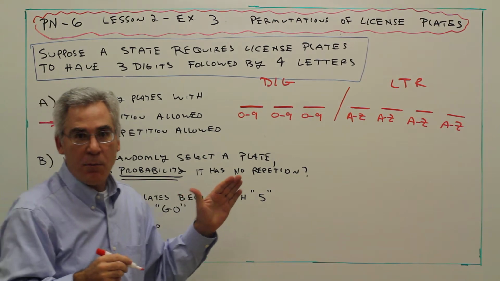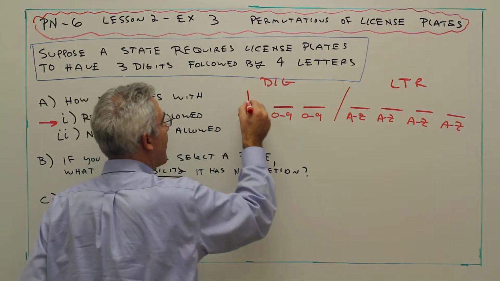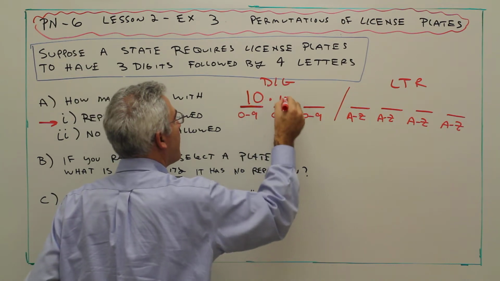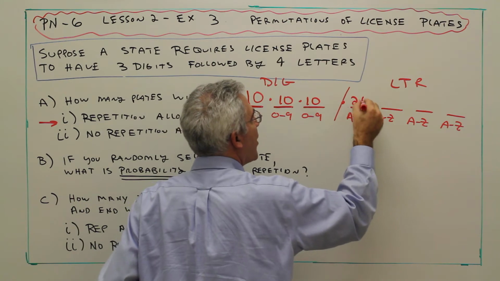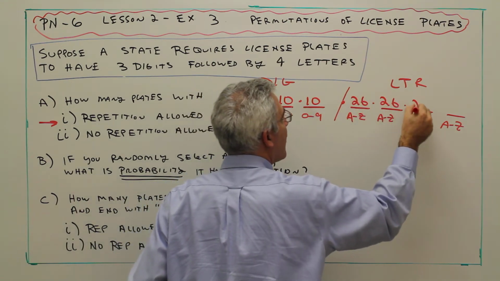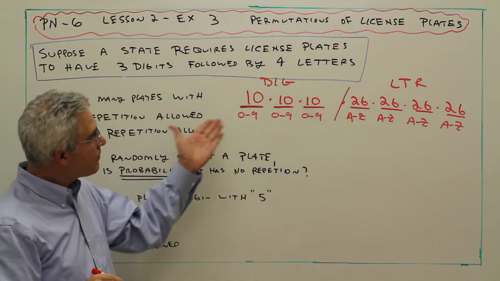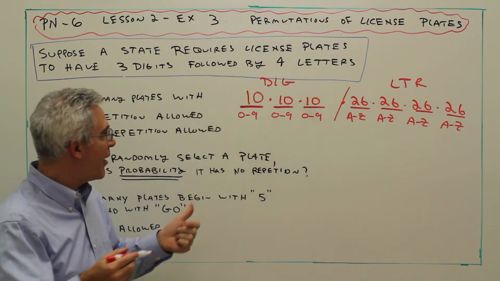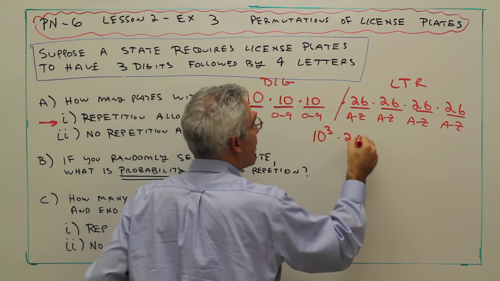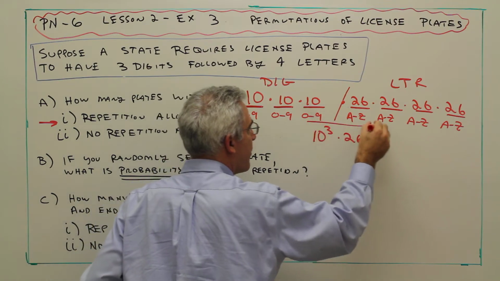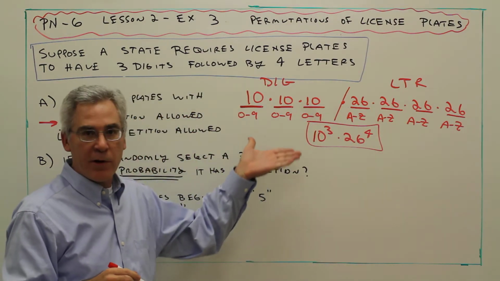And we'll use the multiplication rule, the number of ways of doing this, times this, times this. So I've got 10 times 10 times 10 times 26 times 26 times 26 times 26. If we were doing it without a calculator, I would simply state 10 cubed times 26 to the fourth. You could work it out with a calculator, but for this purpose for the video, I'll just leave it like that.